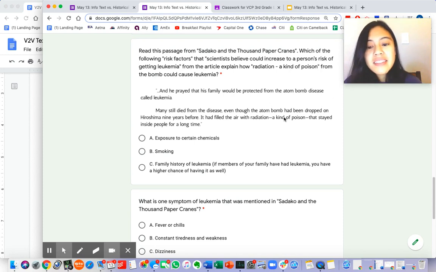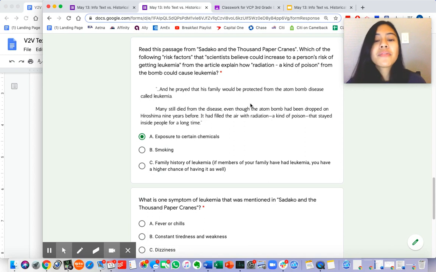Right, friends. This detail here, radiation, a kind of poison that stayed inside people, is an example of exposure to certain chemicals. Just like we want to make sure we don't breathe in something toxic or poisonous, well, friends, the atomic bomb unfortunately had that radiation, which was toxic or poisonous, and was in the air in Hiroshima for many years after. If you need to, pause your video and select that now.